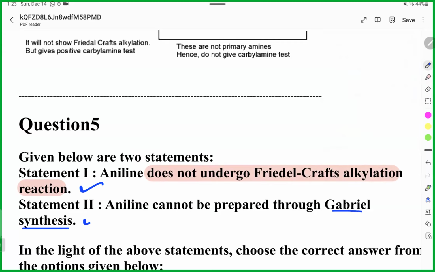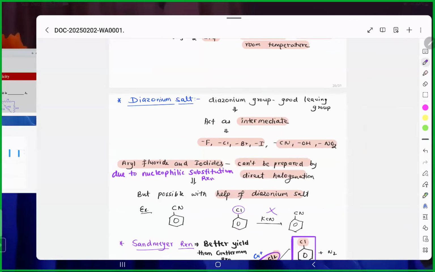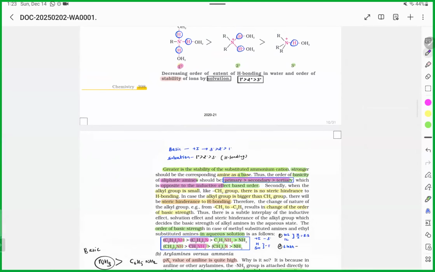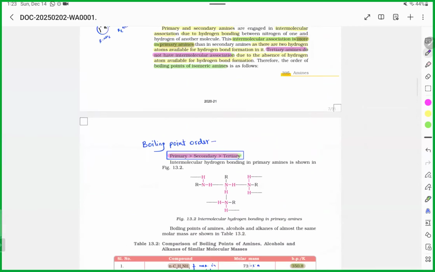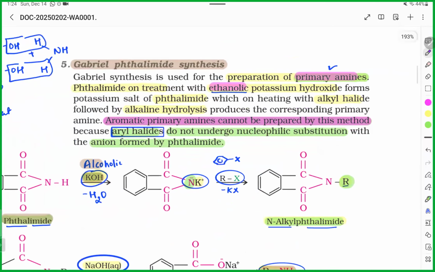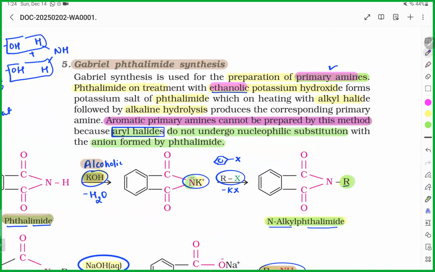Yes, we cannot make aromatic amine through Gabriel phthalimide, only aliphatic. Right? And it is given in the NCERT. In the preparation part, Gabriel phthalimide: aromatic primary amine cannot be prepared by the Gabriel phthalimide. Why? Because here it is a nucleophilic substitution reaction.